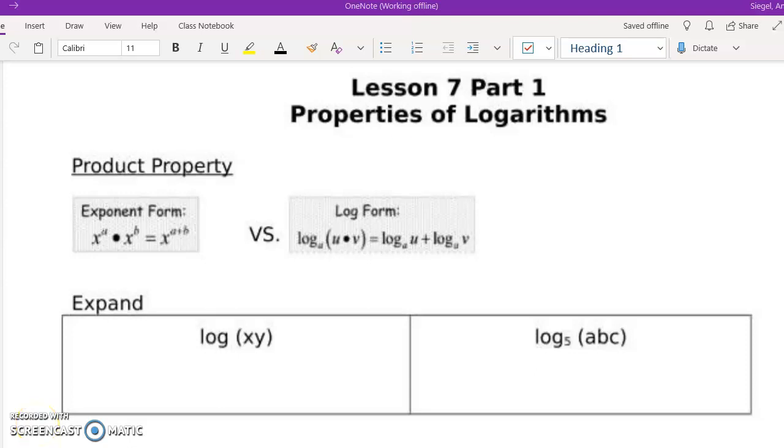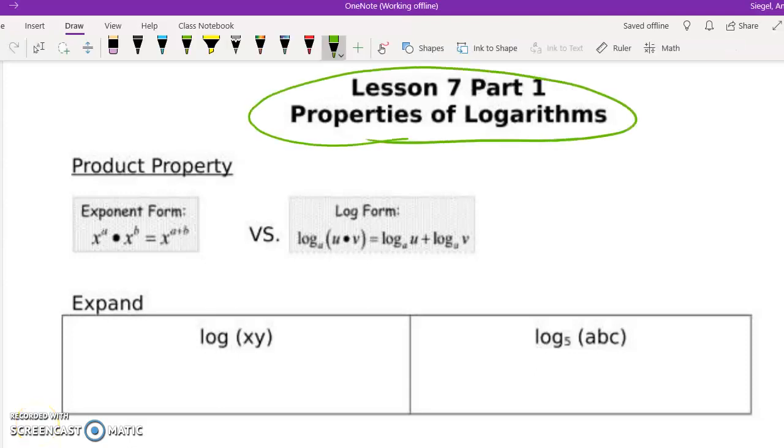Guys, this is lesson 7, and we're going to talk about properties of logarithms. And remember how in the other lesson I told you that logarithms deal with exponents. So logarithms are always equal to some kind of exponent. So that's why I want to start here, with what we're familiar with.